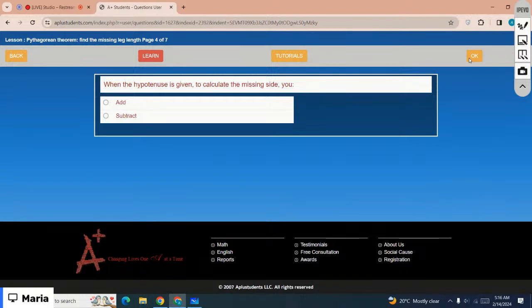When the hypotenuse is given, to calculate the missing side, do you add or subtract? Which is the correct option? When you are given the hypotenuse, you have to subtract, right? The correct option is you have to subtract.